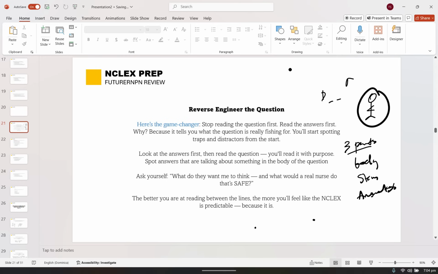So you want to read the answer first, not the question, because it tells you what the question is really fishing for. This way, you will start spotting traps and distractors from the start. So you look at the answer first, then read the question, as I said earlier. Because if you successfully understand the answer, you find that one thing in the body of the question is linking back to the answer, something you understand in the answer. So now you will read it with purpose. Now you will spot answers that are talking about something in the body of the question.